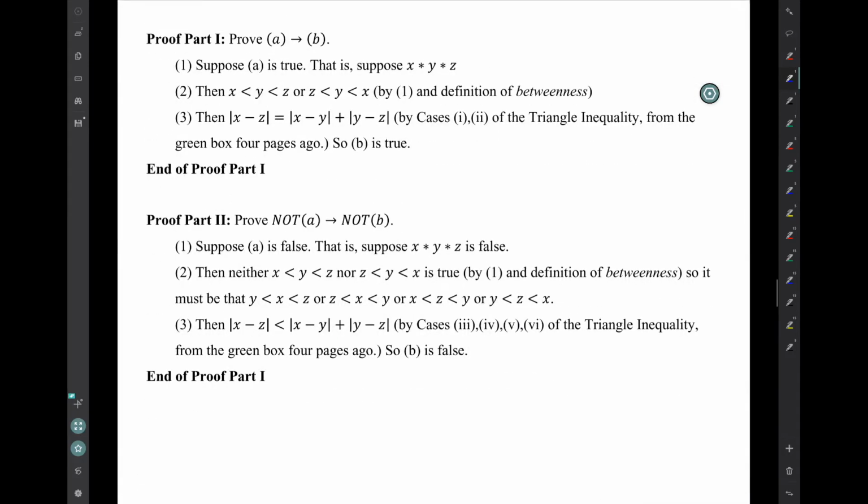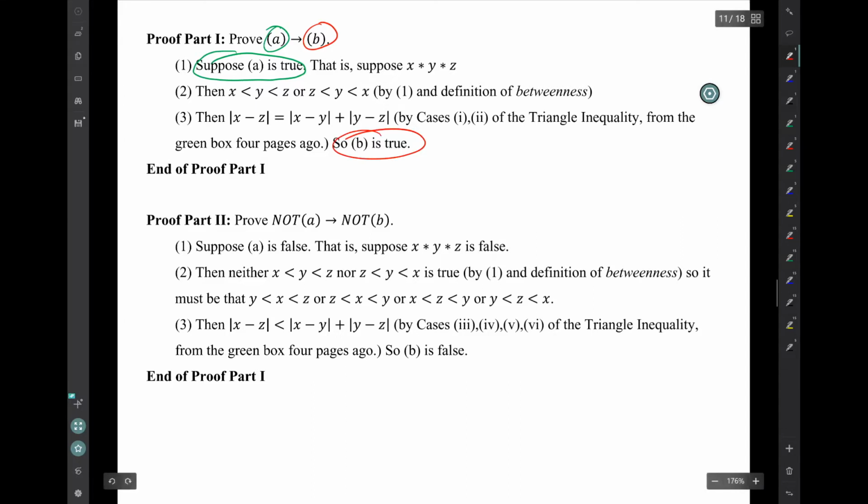So here's proof part 1. Prove that if A is true, then B is true. So remember the proof structure. We're going to have in the first statement the hypothesis. So suppose A is true. And we're going to end the proof with the conclusion: B is true. Now we have to figure out how to bridge that gap.